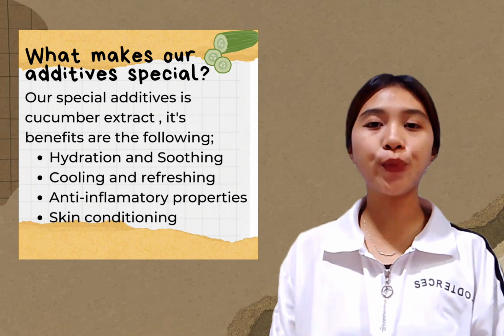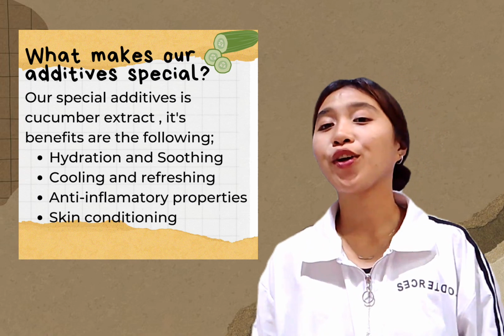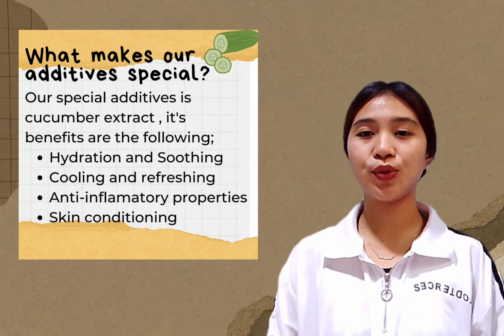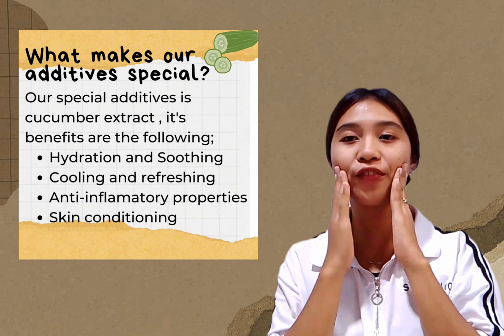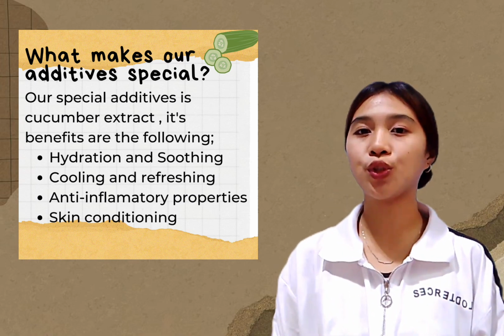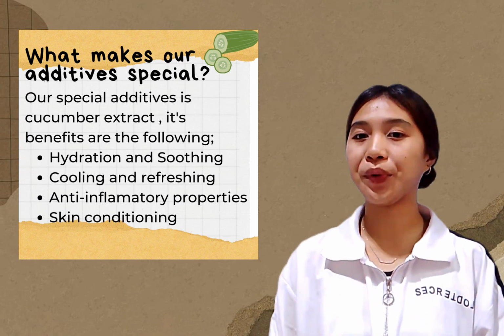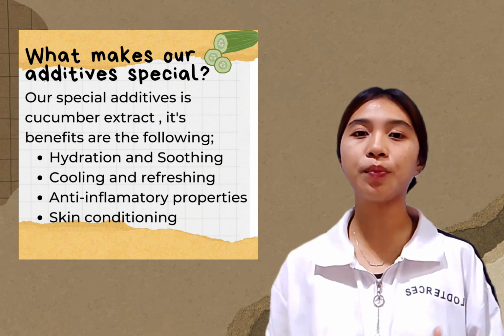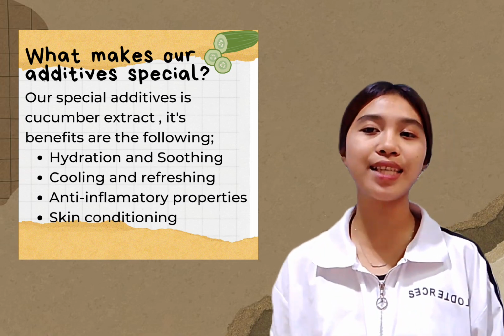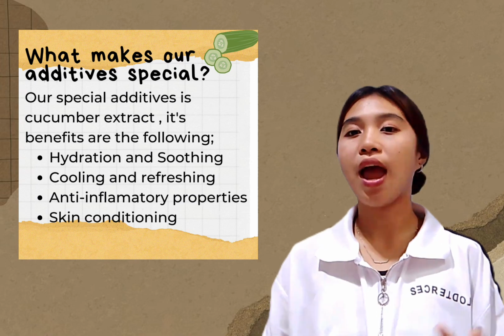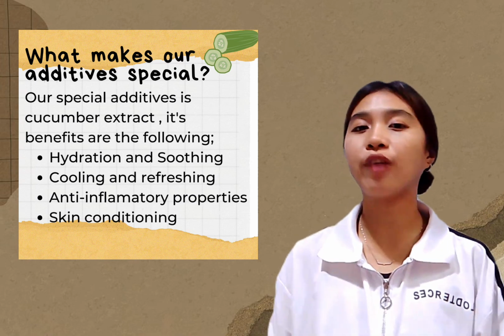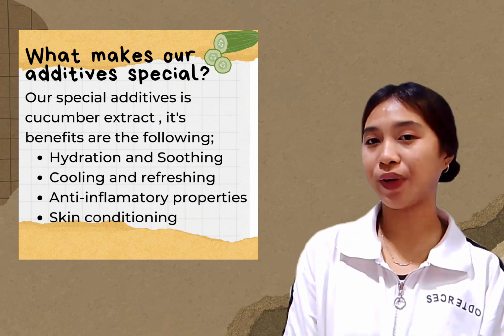And lastly, the fourth one, skin conditioning. Cucumber extract can contribute to making the skin feel soft and supple due to its moisturizing properties. By incorporating cucumber extract into the soap, you can potentially enhance its cleansing, brightening, hydrating, and refreshing properties, providing a pleasant and beneficial experience for your skin. That is all the reasons why our additive is special.